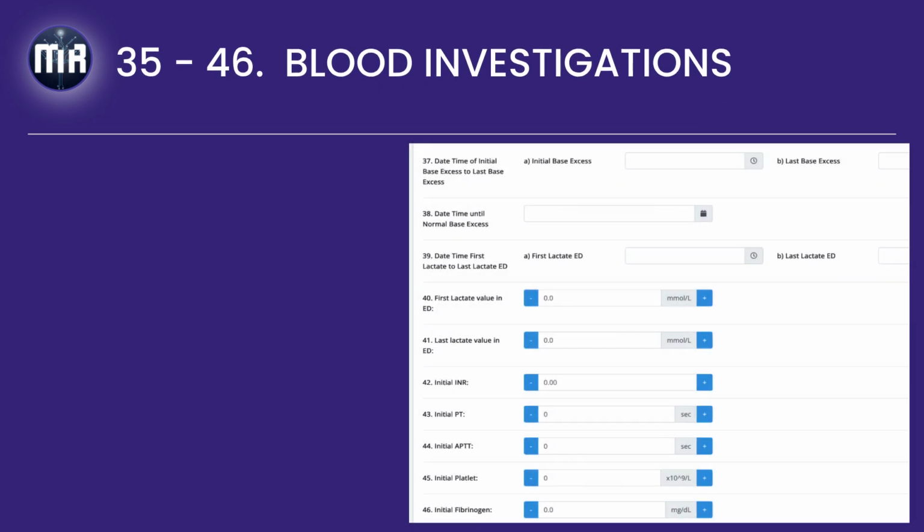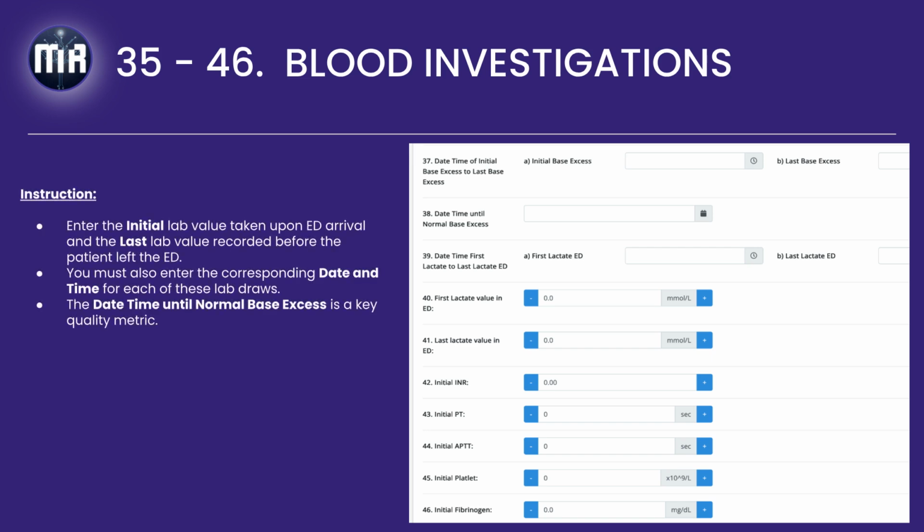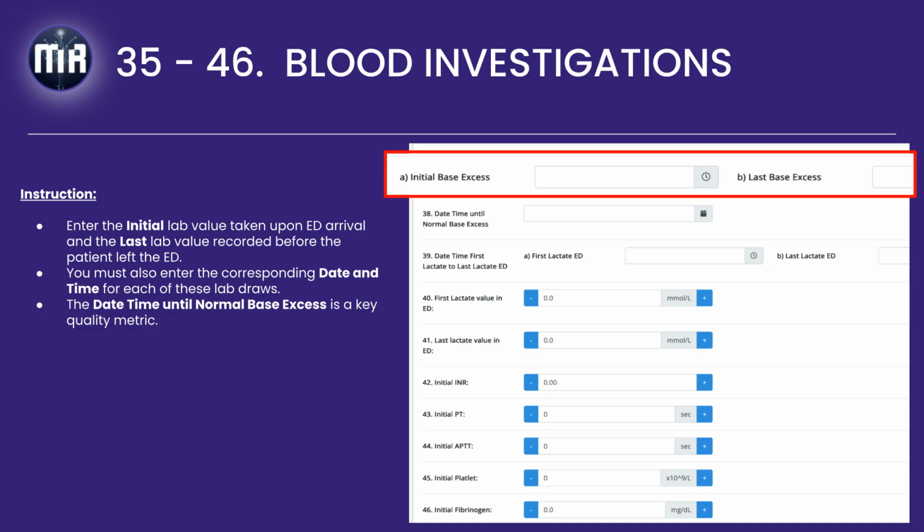We will now proceed to the final part of the clinical assessment in the emergency department, fields 35 through 46, which document the key blood investigations. This data provides a biochemical picture of the patient's physiological state and their response to our initial treatment. Your instruction for this section is to document 2 specific points in time for several key lab tests. The initial value, which is from the first blood sample taken upon the patient's arrival in the ED, and the last value, which is from the final blood sample taken just before the patient was disposed from the ED.